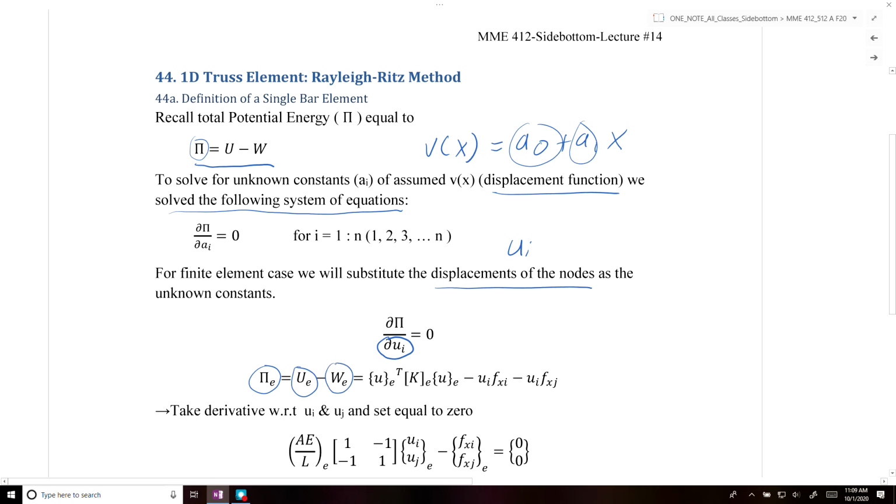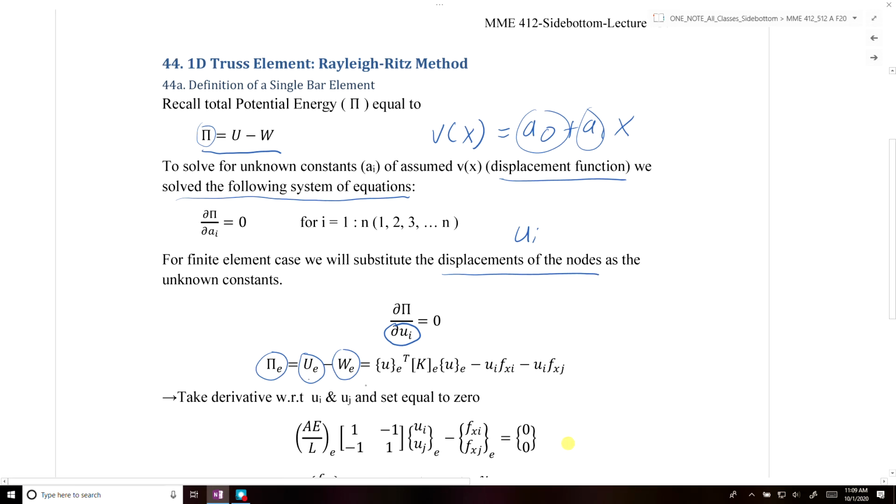So in the last couple of videos, we talked about how we could define the potential energy of the element as being equal to the displacement of the element transposed times the stiffness matrix of the element times the displacement matrix of the element, and then we can subtract the external work being done on our element, which would be u of i times fxi and u of i times fxj. All right. So I think that's a typo. I believe that should be u of j, not u of i. Sorry.